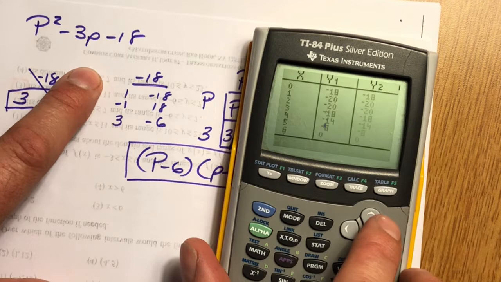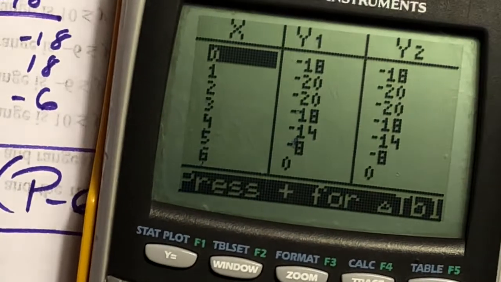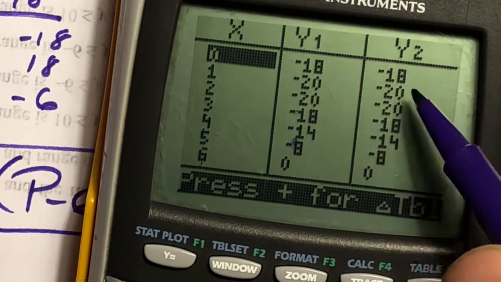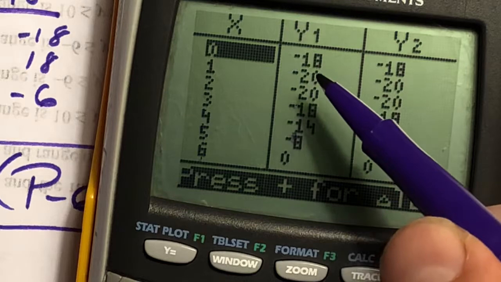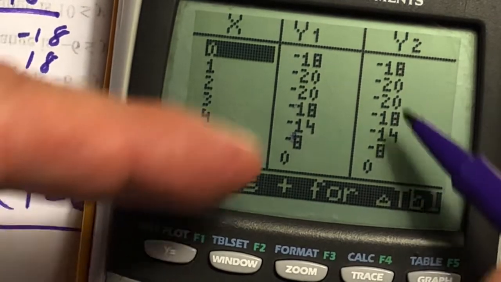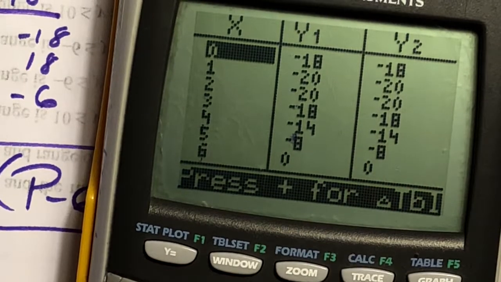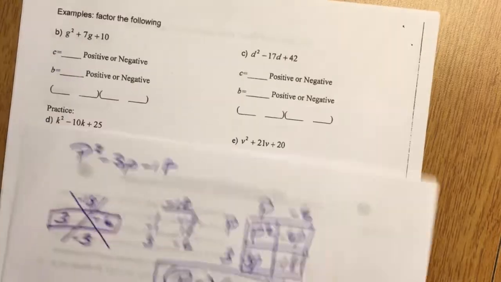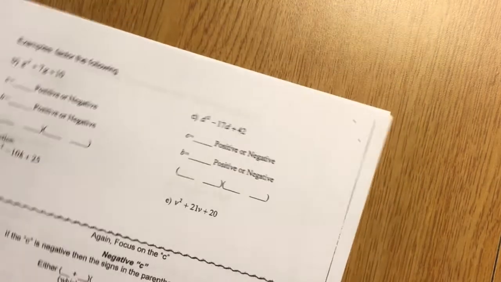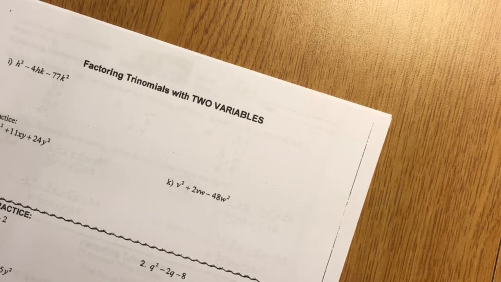So if I go to my table, what you guys should notice, if I zoom in here a little bit, look at, you see how these are identical? They both have the same x term, okay? And they both have the same y term. So they're identical. That's how I can tell that I have the right factors. All right, that I did it correctly. So I'm hoping this is kind of making a little bit more sense for you guys.